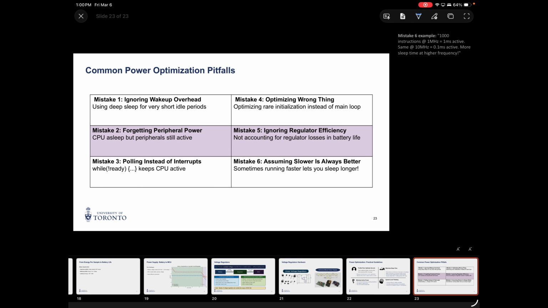Power optimization pitfalls: ignoring wake up overhead. Okay, we already talked about this. If the sleep, or the idle, is too short, don't use the sleep mode. Forgetting peripheral powers. If you're connecting something that is going to take power from your circuit, is being powered up by your circuit, then that means you need to supply power to it, okay? And then the rest of it you can read here. Any questions? No?